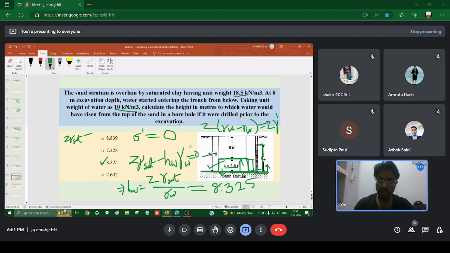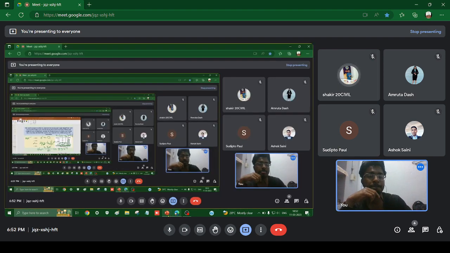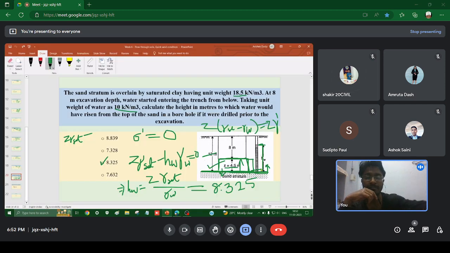Okay, is it clear, all of you? Any doubt regarding this question? No, sir. Yeah, okay. So this is a very important question for competitive exams also.